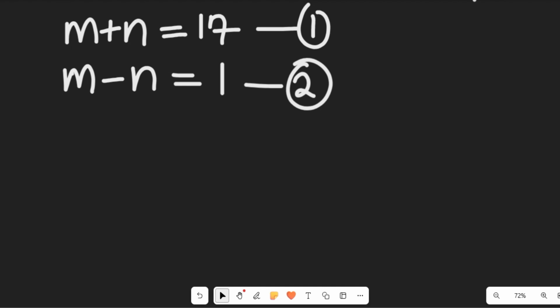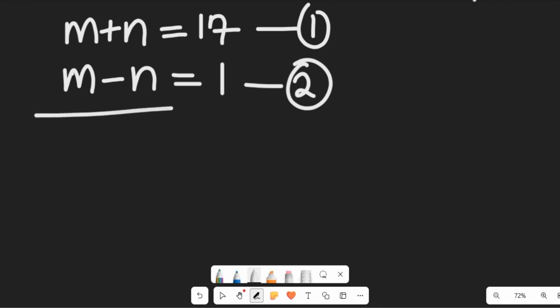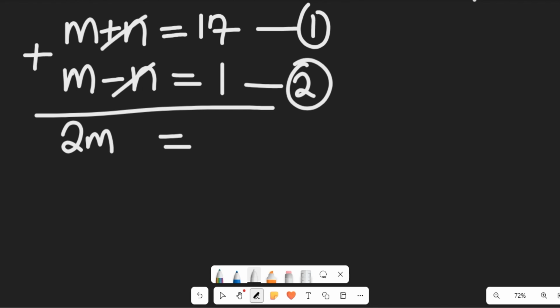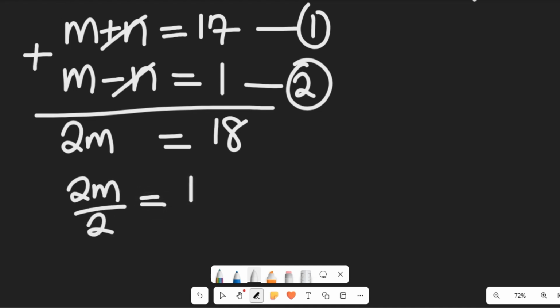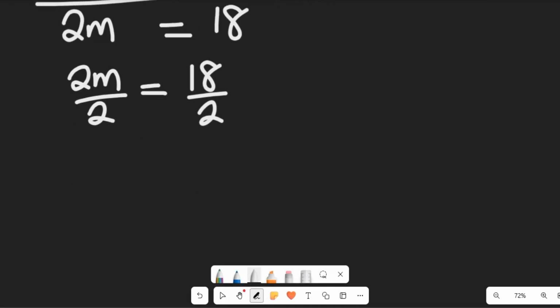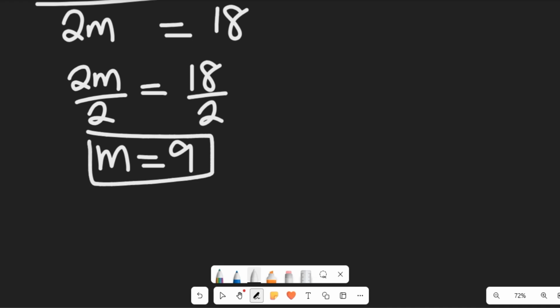Solving these two equations using the laws of simultaneous equations, I will add the two equations. If I add them, the n terms cancel out and become 0, and m plus m gives me 2m, which is equal to 17 plus 1, which gives me 18. So I divide 2m by 2, and this is equal to 18 divided by 2. Then my m will be equal to 9, and that is the first solution, m.